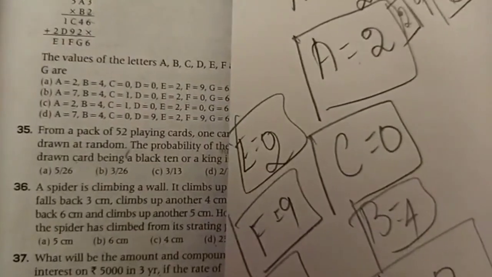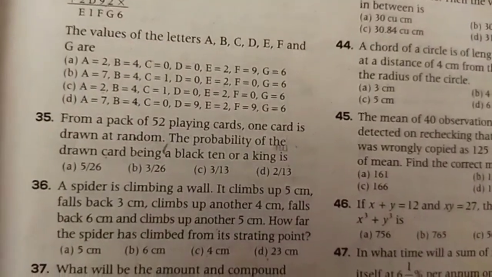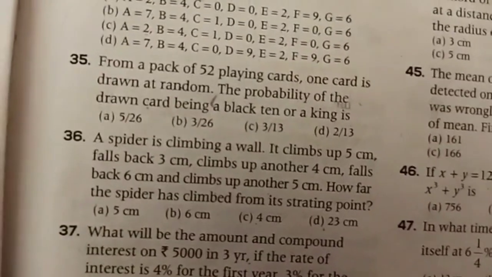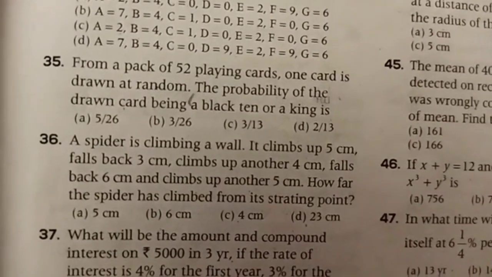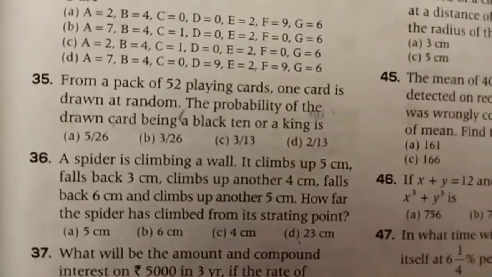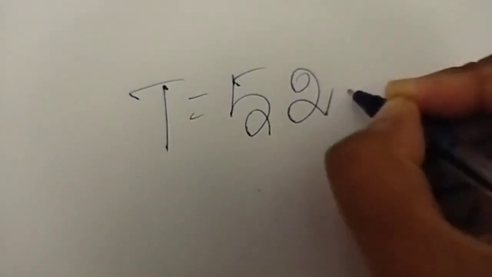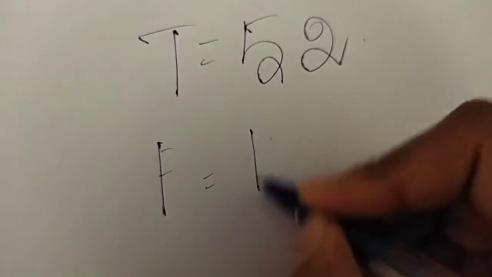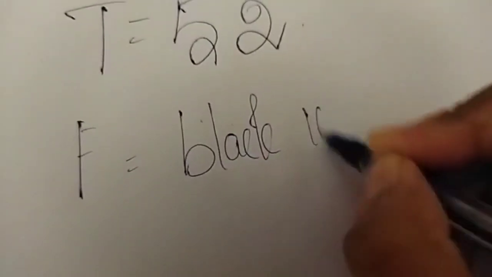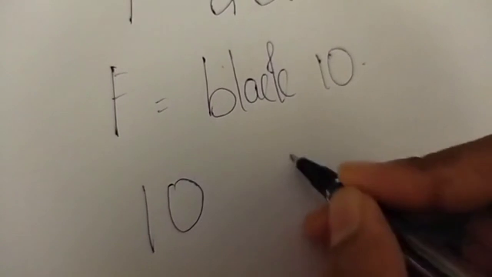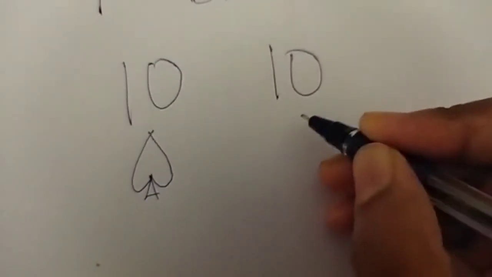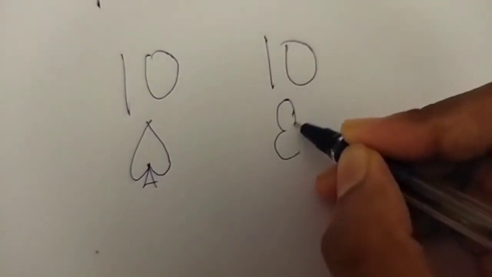Okay. Next one. From a pack of 52 playing cards, one card is drawn at random. The probability of the drawn card being a black 10 or a king is. So the total number of outcomes in a deck of playing cards is 52. Now we need favorable outcomes. Our favorable outcomes are black 10s. There are two black 10s: one is the 10 of spades and another is the 10 of clubs.